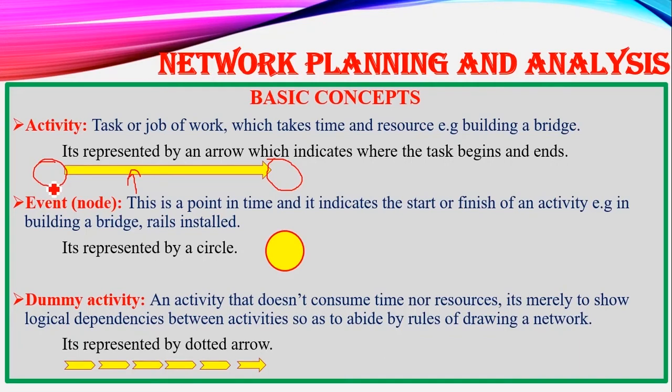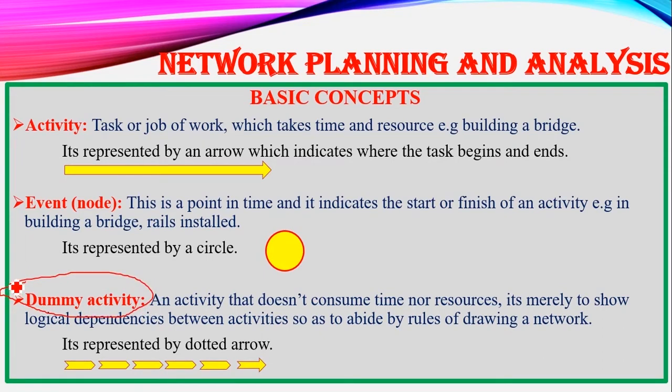For example, if you're building a house, the point where you start building a house, that is an event. Then the whole process of building is the activity. Then once you're done with building, now we have another event or the end event when you finish building the house. Another term or concept is dummy activity.